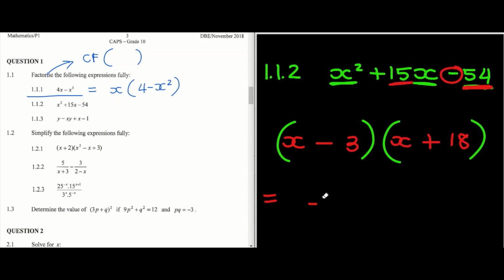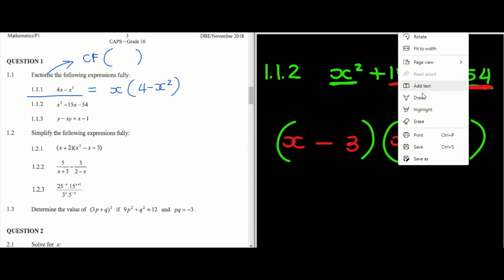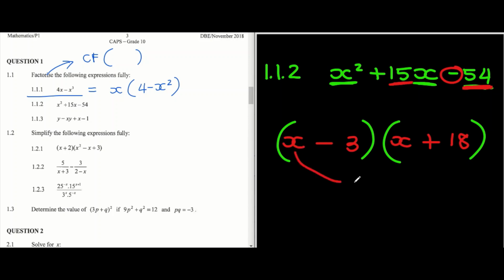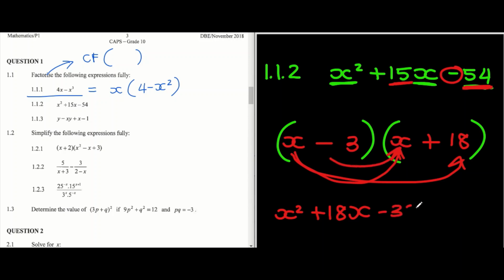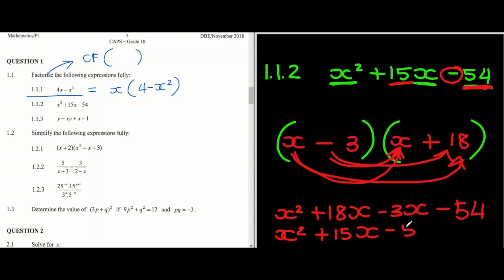Okay, so same as before, when we check factorization, we work backwards, we multiply back out. So if we multiply this one out, we're going to go x times x is x squared. x times 18 is 18x. Minus 3 times x is minus 3x. And minus 3 times 18 is negative 54. We can simplify that then, so we've got x squared, 18x, take away 3x is 15x. And we've still got that negative 54.